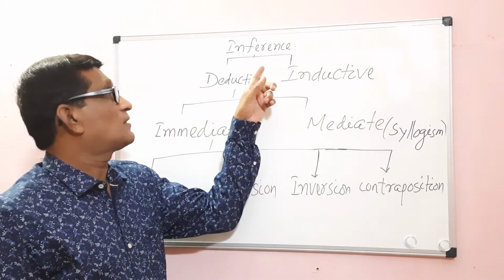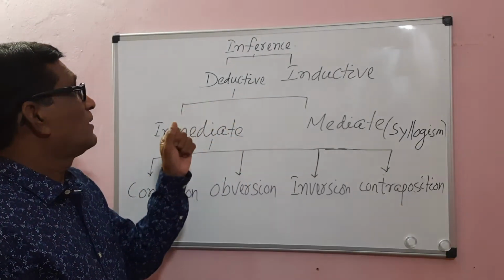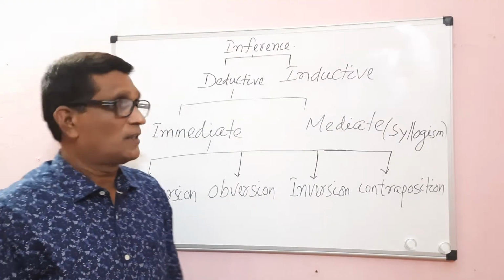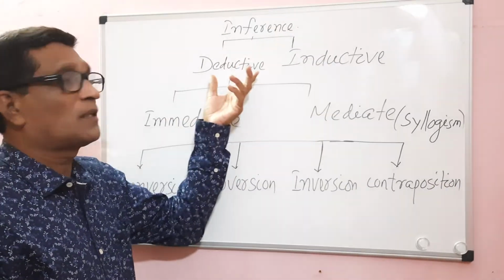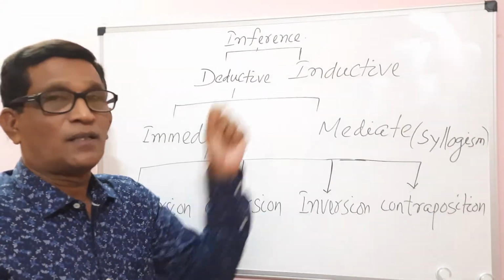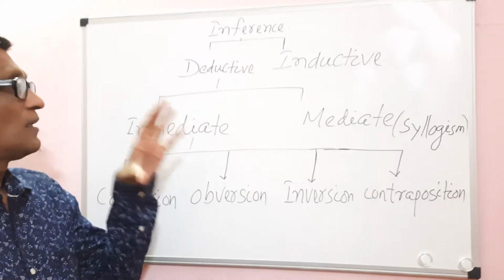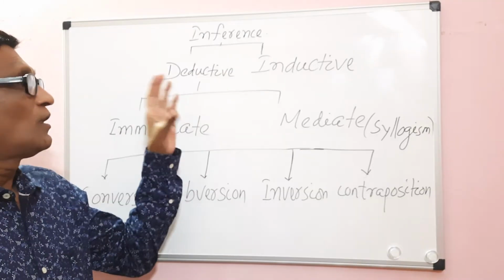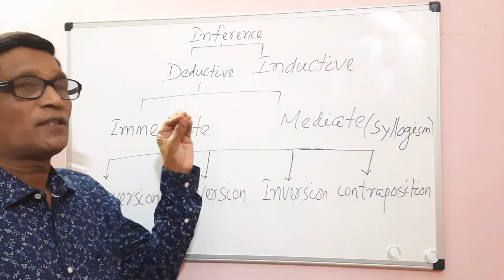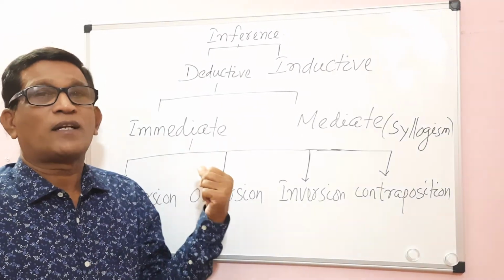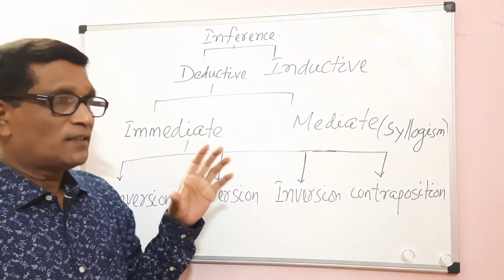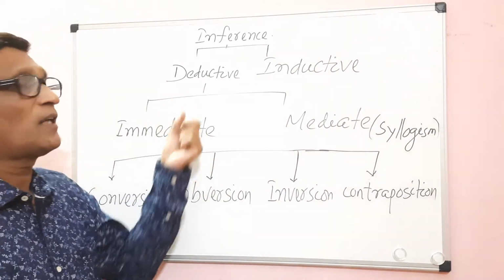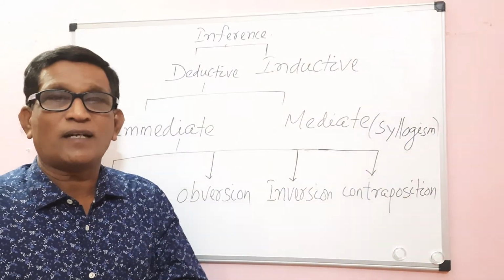Now, inference is divided into two types: deductive inference and inductive inference. Deductive inference means a deductive argument, and likewise inductive. An argument consists of certain propositions. Out of these propositions, some are called premises and the last one is called the conclusion. Always the premises imply the conclusion. When the conclusion necessarily follows from the premises, we call it a valid argument.